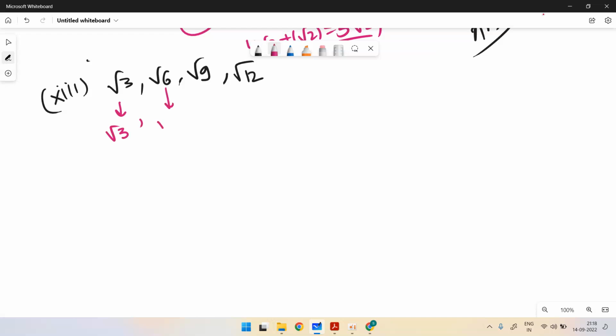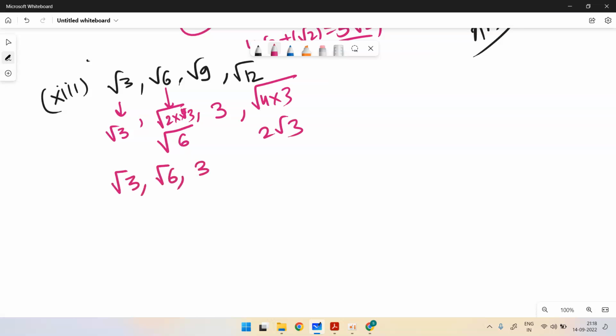Root 6, which is root 2 into root 3, remains root 6 only, and root 9 is nothing but 3, and root 12 is written as root of 4 into 3, which is nothing but 2 root 3. The series ultimately reads root 3, root 6, 3, and 2 root 3.